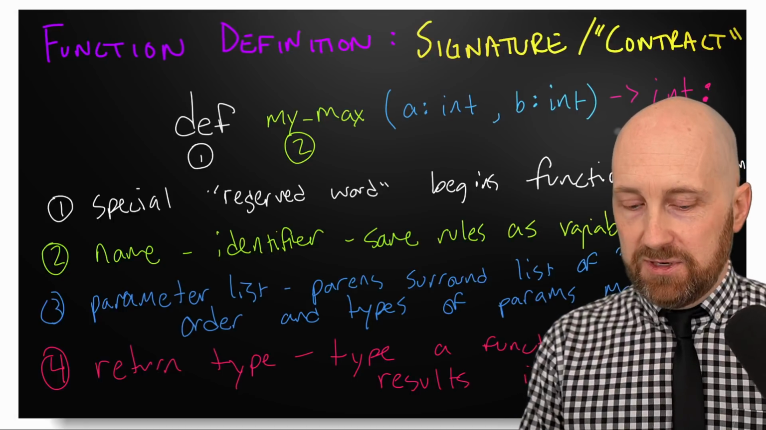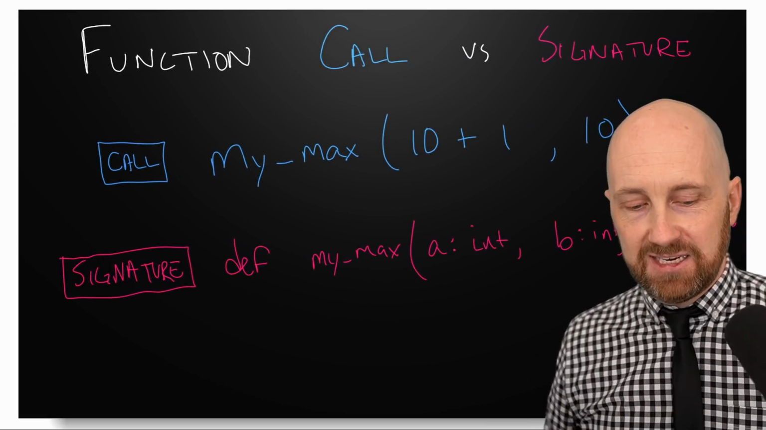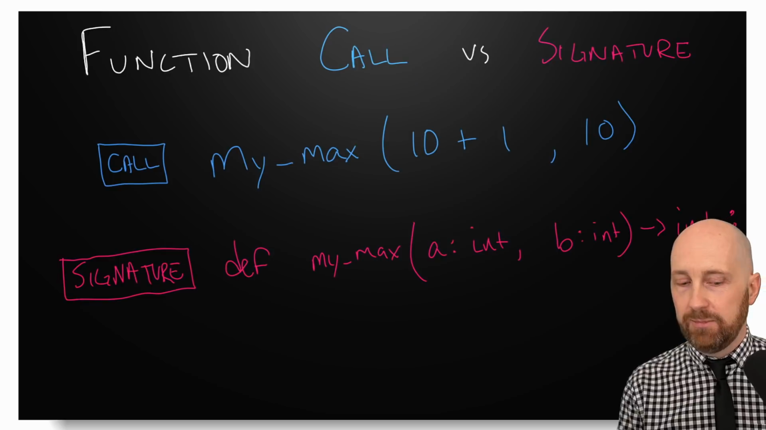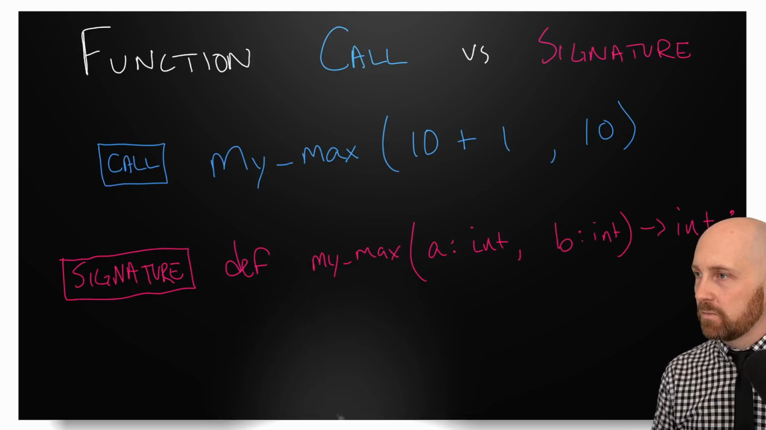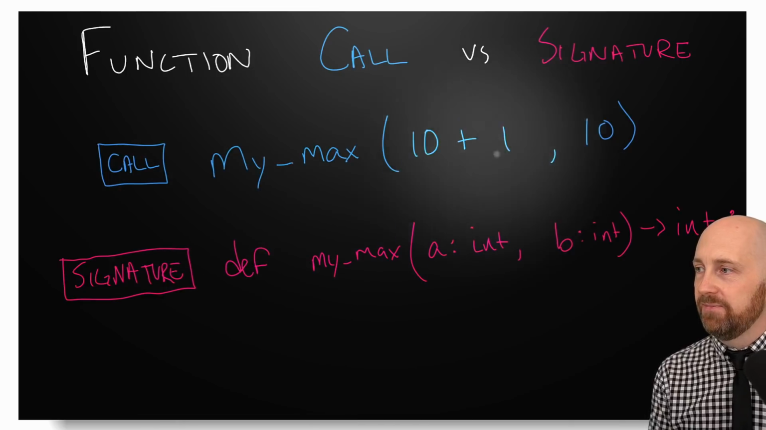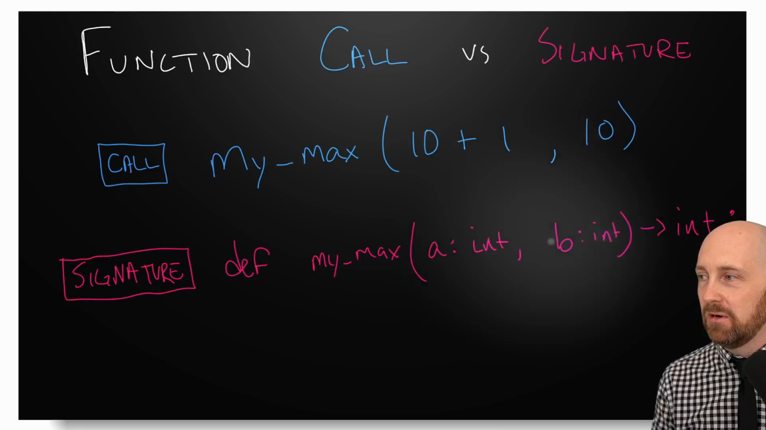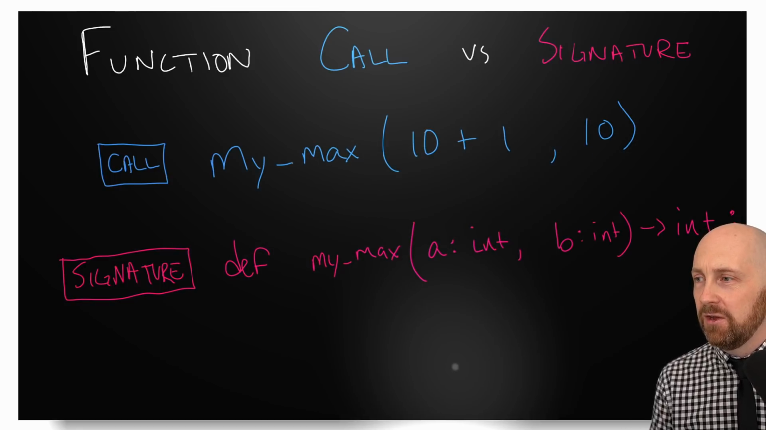The last thing I want to mention here is the relationship between the signature and the call. And this is an important distinction to make now that we've seen both of these things, all right? So notice we've got a call in this first line. This was the call to the mymax function. And our signature, or our contract, or the first line of our function definition here. So what's similar and what's different?